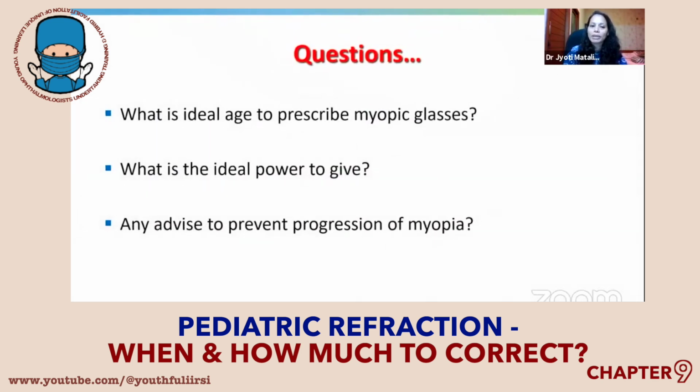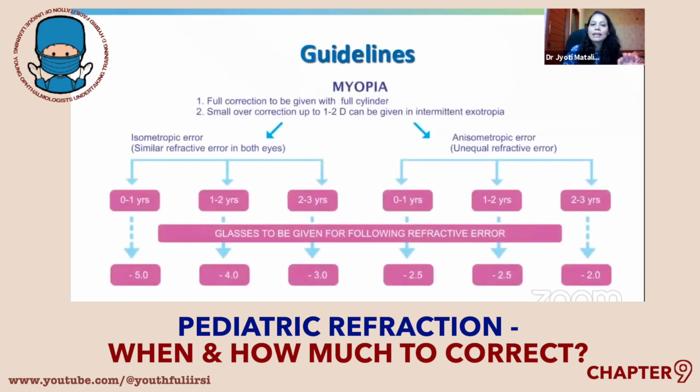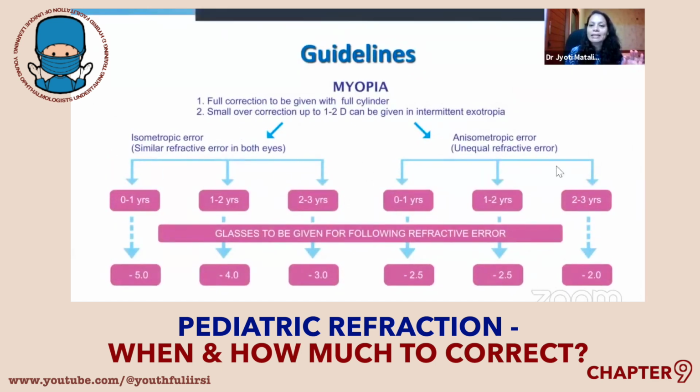What is the ideal power to give? And do we have any advice for progression? So let's address the first 2 questions. So these are the guidelines. And remember, when you're giving glasses, you have to consider 2 options: similar refractive error in both eyes as against unequal refractive error in the 2 eyes. So, not getting confused by this busy slide, let me tell you a simplified method.